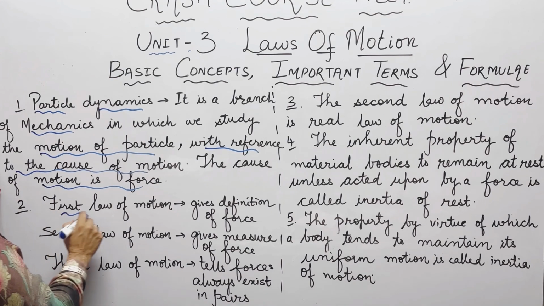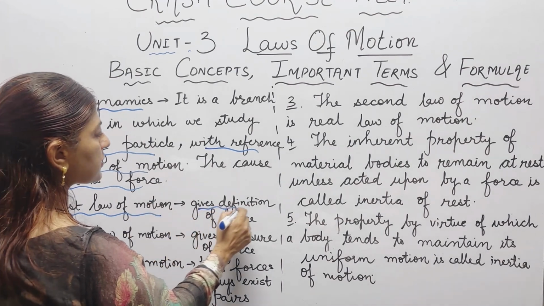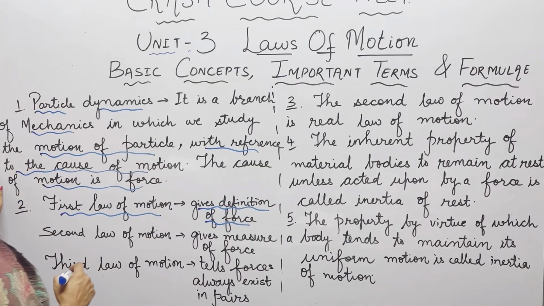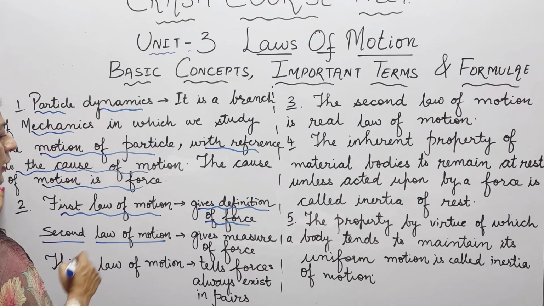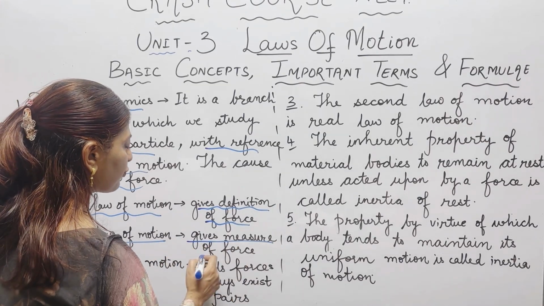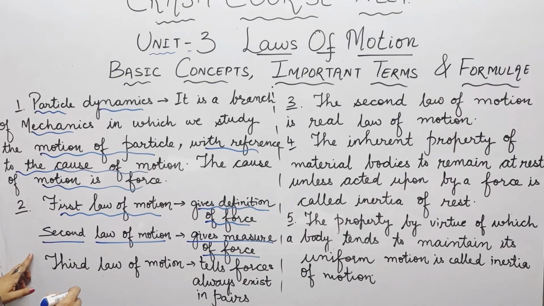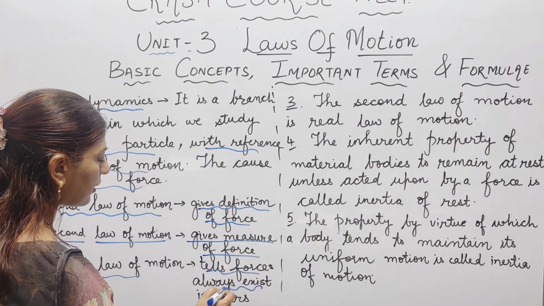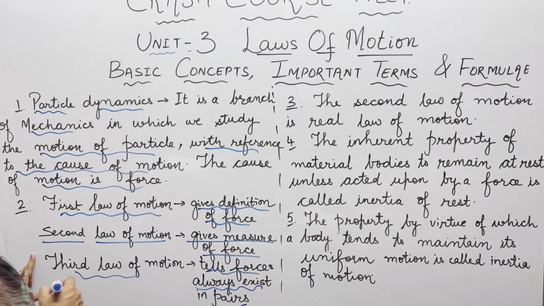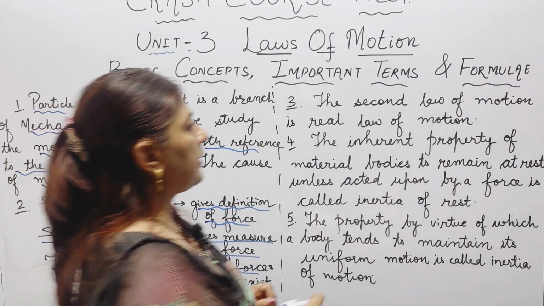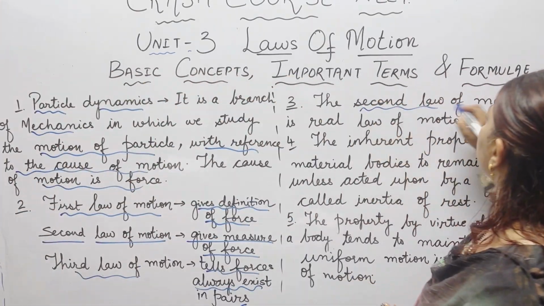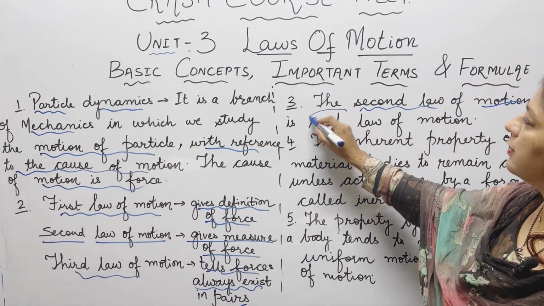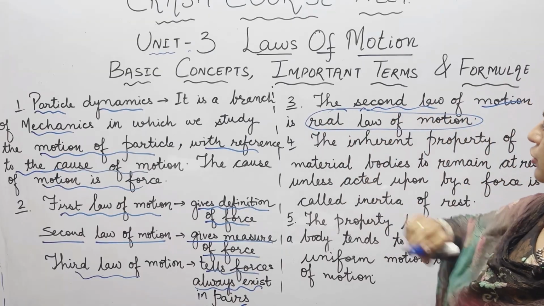Among that, the first law of motion gives us the definition of force. The second law of motion gives the measure of force, and the third law of motion tells that force always exists in pairs. So these three laws depict the important properties of force. Then the second law of motion is the real law of motion.